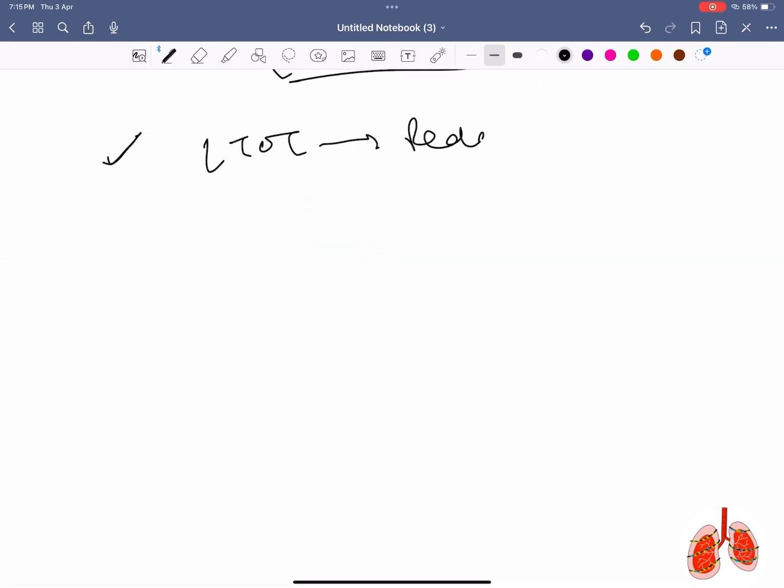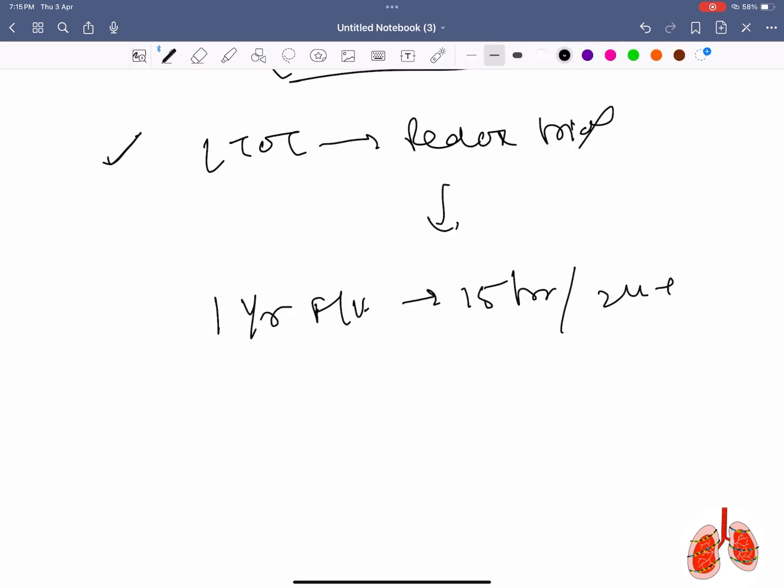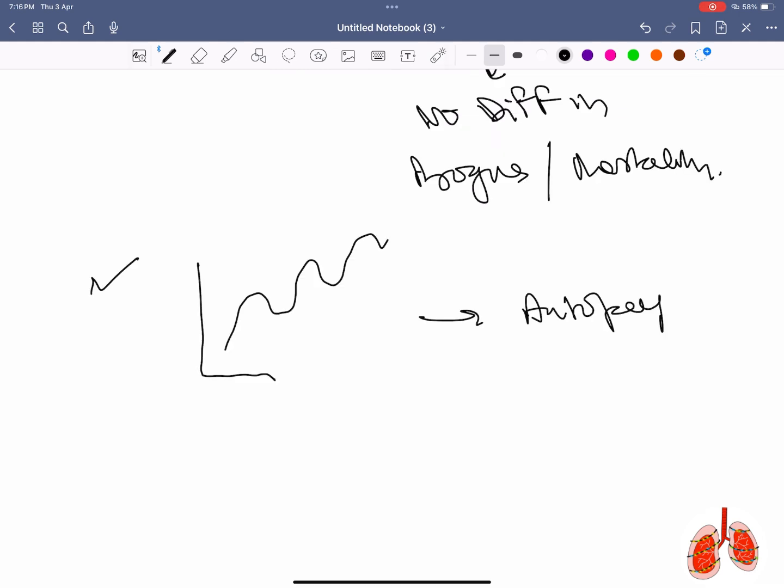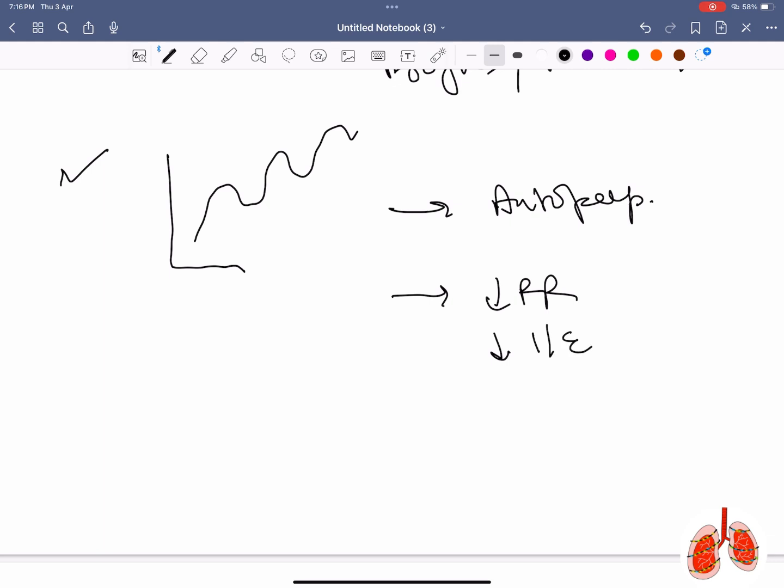There is no significant difference between mortality or hospitalization rate in 15 hours to 24 hours of LTOT as per REDOX trial. There was a waveform showing auto-PEEP. Answer was decreased respiratory rate, decreased IE ratio, or decreased tidal volume.